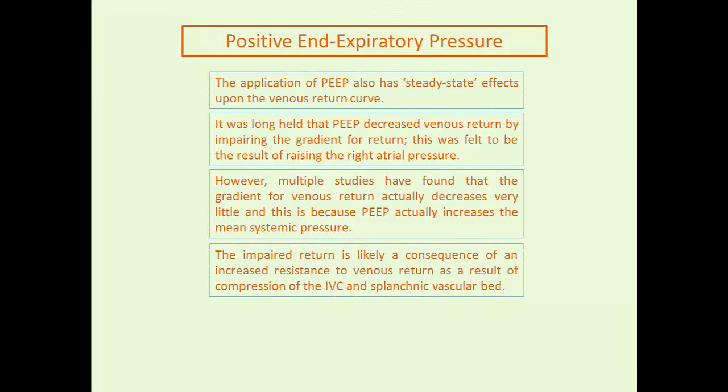What PEEP does is it has twofold effects. The first is that it tends to increase the resistance to venous return to a minor extent. But more importantly, it can significantly diminish maximal venous return. You can think of diminishing maximal venous return as making collapse of the great vessels as they traverse into the thorax much more likely. It decreases the threshold for collapse of those vessels.